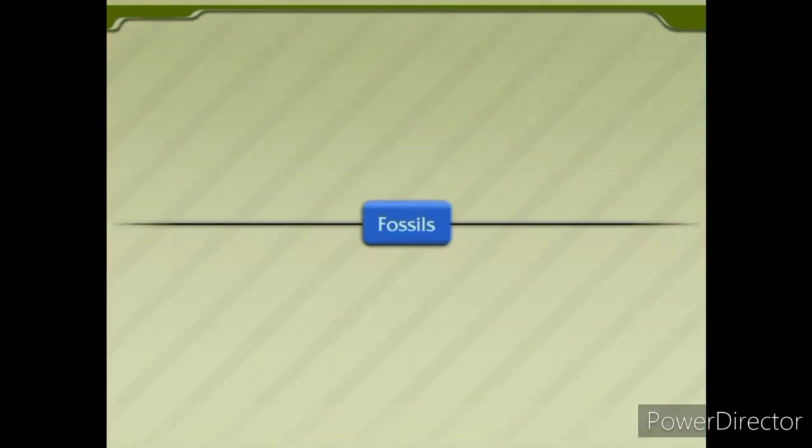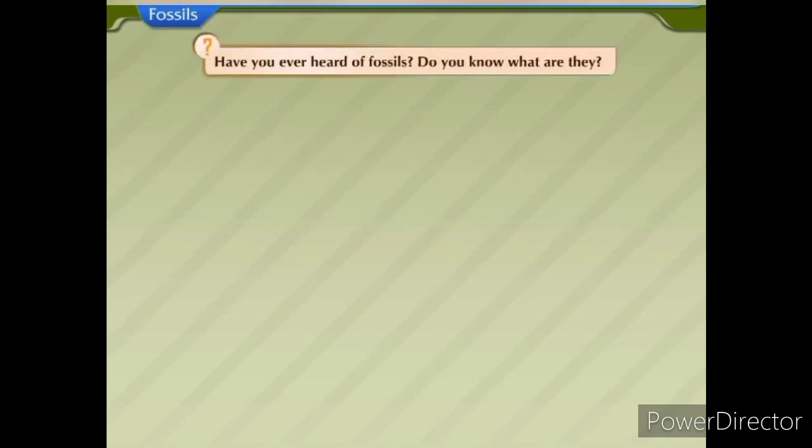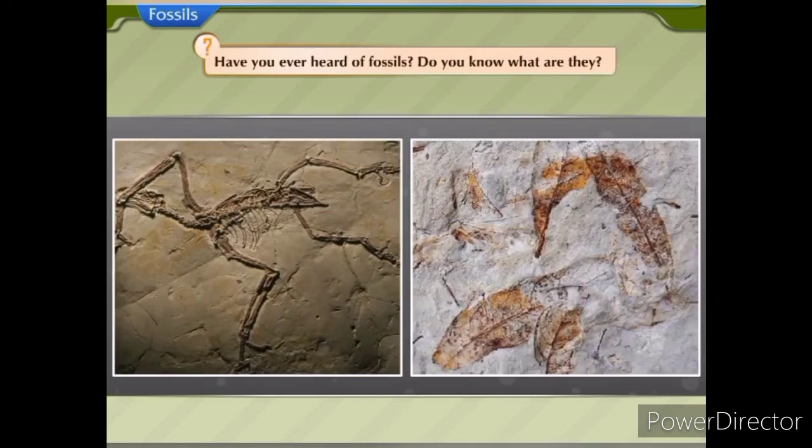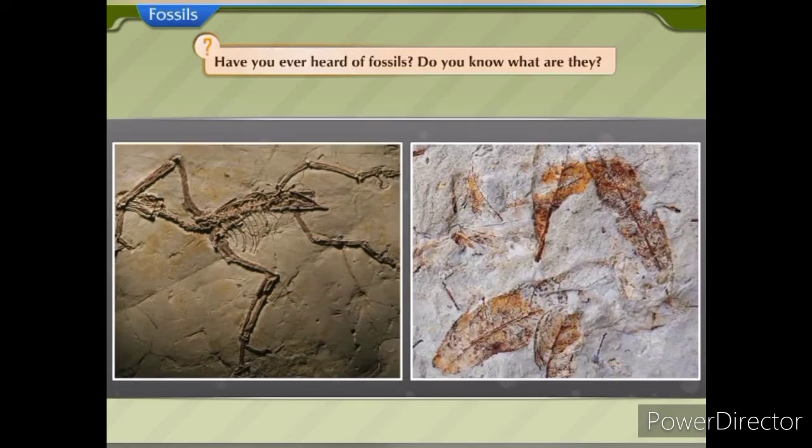Fossils. Have you ever heard of fossils? Do you know what they are? Let us try to find out.